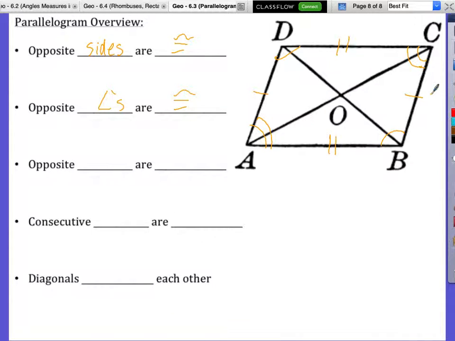Can somebody help me out with another thing we know about these parallelograms? Sophia? No, that's consecutive. What did our definition say? Opposite sides are parallel. That was in our definition. That's what the arrows represent, parallel. So I put one set of arrows on the left and right, two sets of arrows on the top and bottom. P-A-R-A-L-L-E-L.